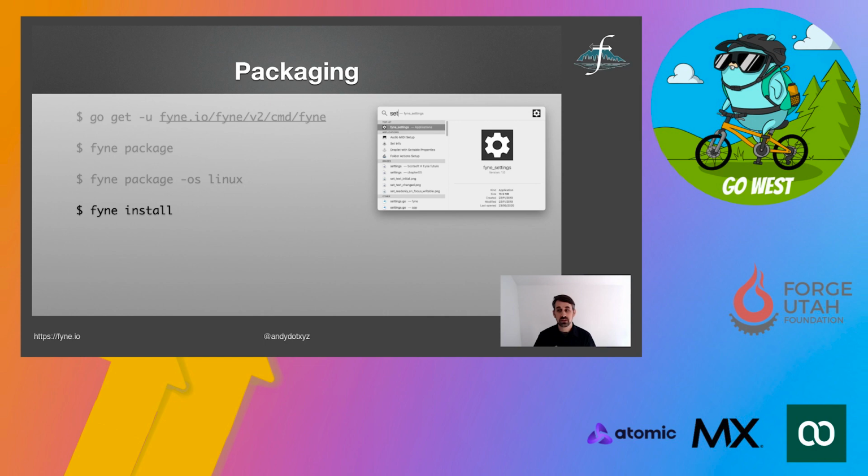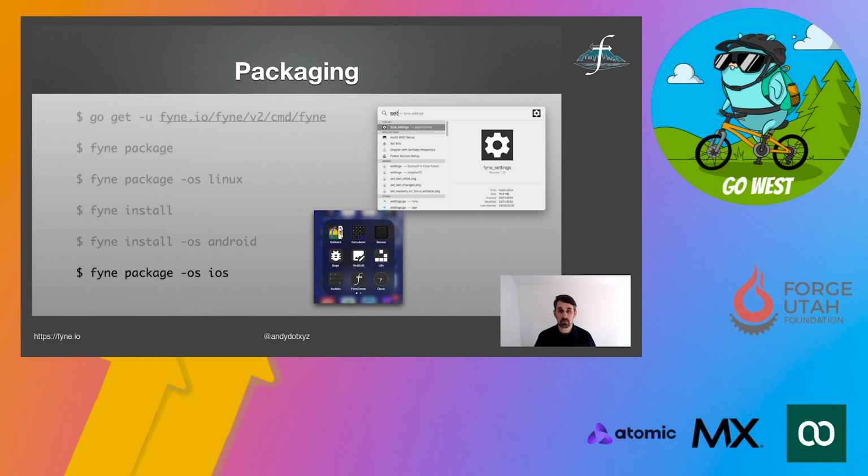You can also install your application onto your current computer. Here you can see that I have installed the Fyne settings application, and so my macOS launcher is able to find it alongside other applications. And that's going to work on other operating systems as well. If you have the Android SDK and NDK installed, then you can use fyne install to upload that onto your Android device. And similarly, with the appropriate certificates from Apple, you can install that onto your iOS device, like I've done with a few of my favorite Fyne apps here.